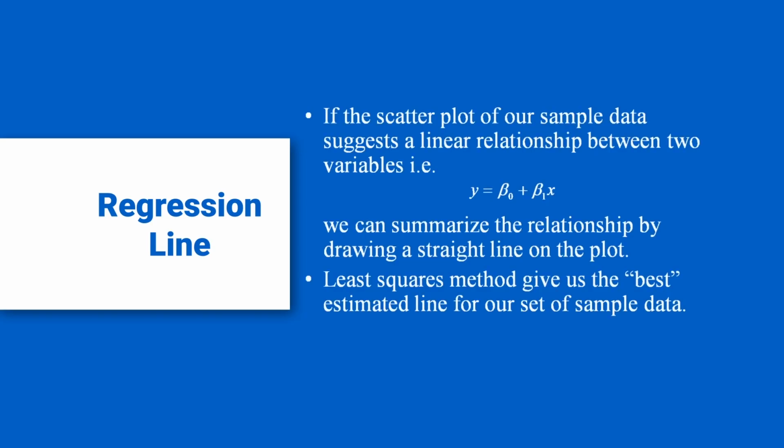So this regression line: if the scatter plot of sample data suggests a linear relationship between two variables, that is y is equal to beta 0 plus beta 1x, we can summarize the relationship by drawing a straight line on the plot, and the least square method gives us the best estimated line for our set of sample data.